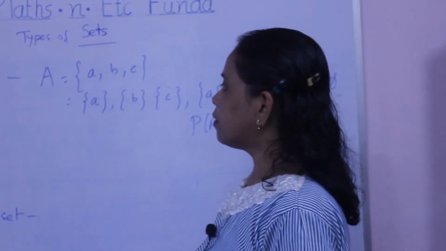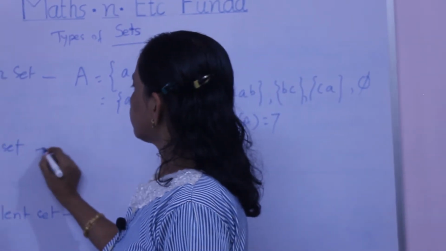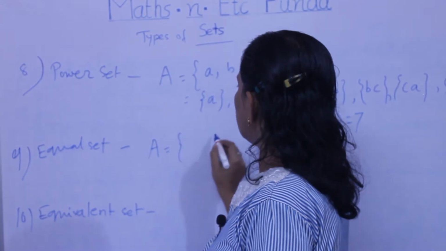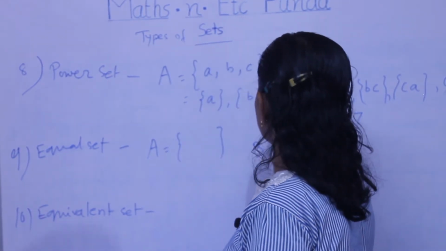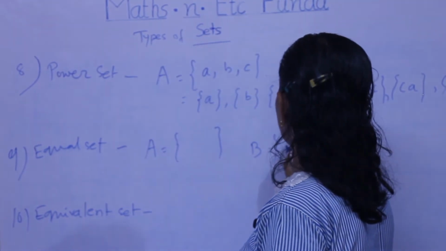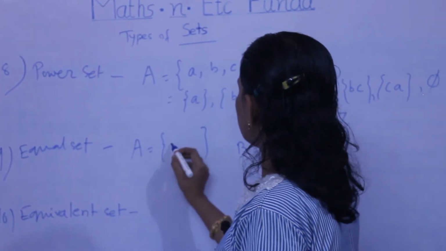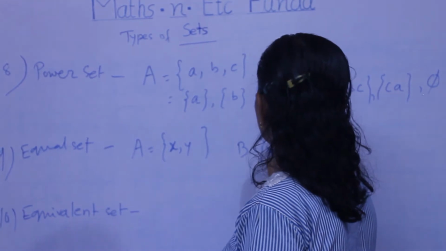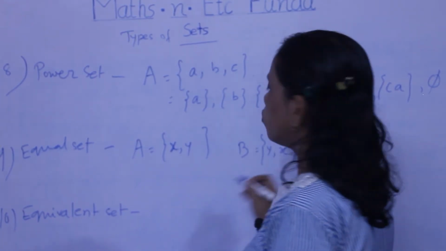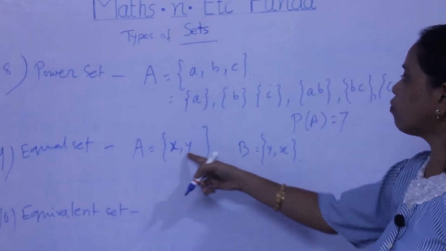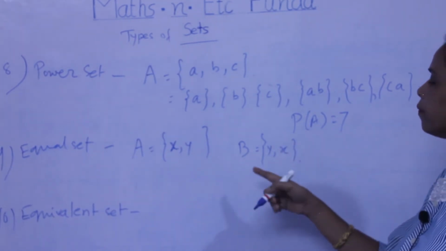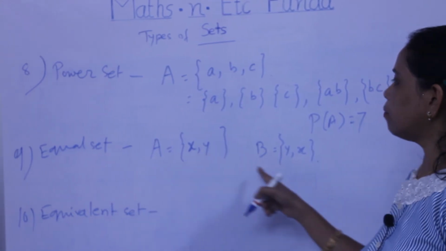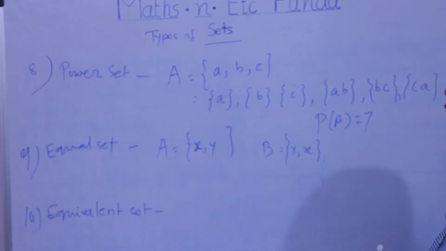Next, equal set. Suppose two sets are there. If two sets contain the same number, the same elements. Suppose this is set A, it contains elements X, Y. Suppose this is set B, it contains elements Y, X. Both are the same set, right? X, Y, Y, X. Both contain the same elements. That is why set A and B are called equal sets.